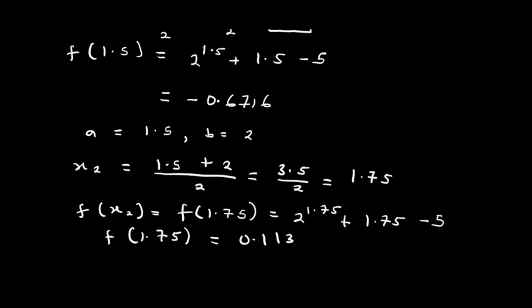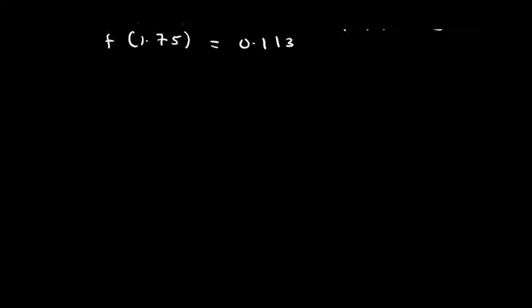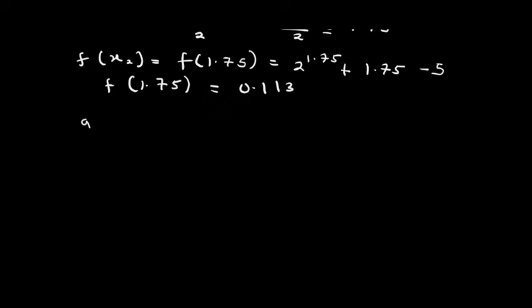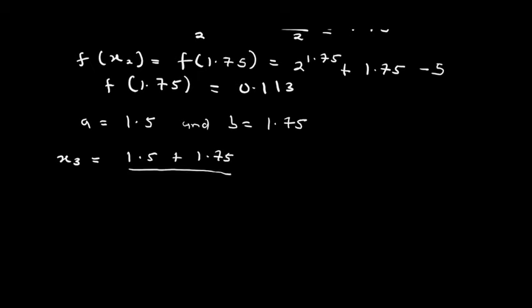However, our two guess numbers would be 1.5 and 1.75. Let's say A is equal to 1.5 and B is equal to 1.75. x3 will be equal to 1.5 plus 1.75 over 2, which is the same thing as 1.625.